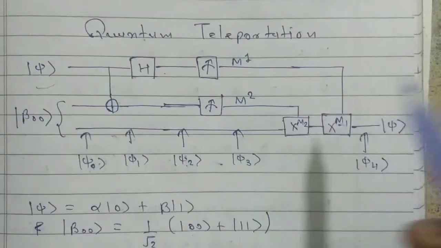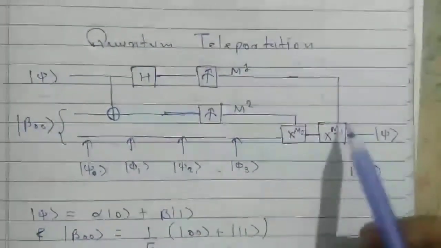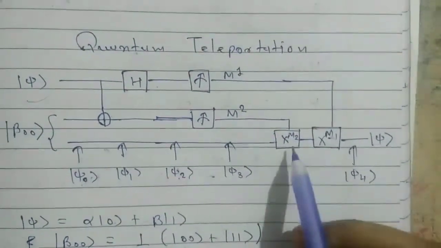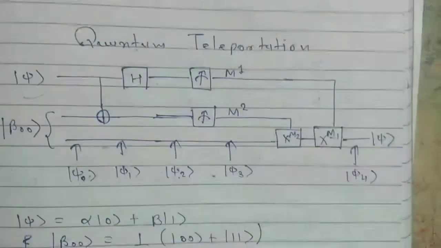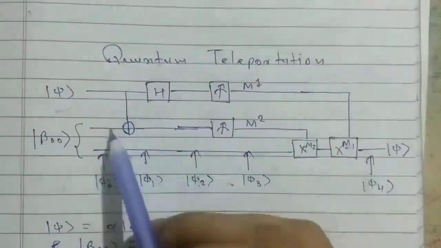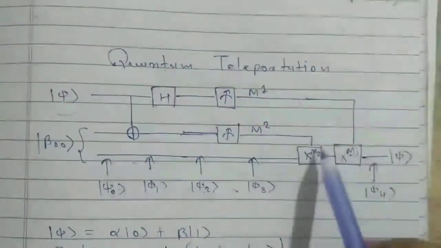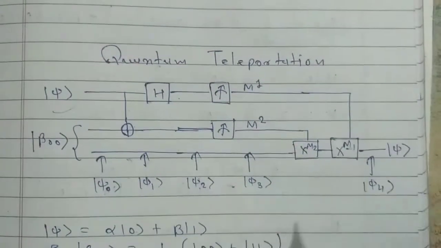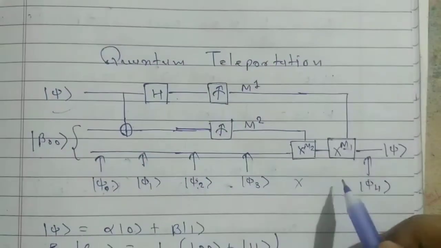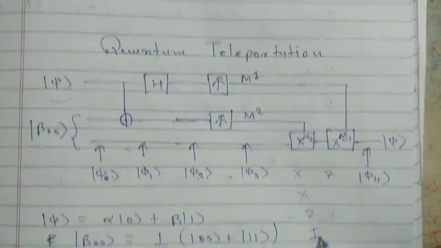In the teleportation circuit, you can see these X^M2 and Z^M1. These are basically controlled gates, which means that depending on the value of these two qubits, either 00, 01, 10 or 11, these two can be either X, or Z, or I.